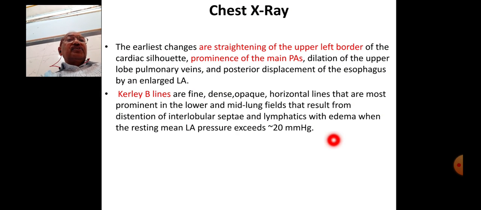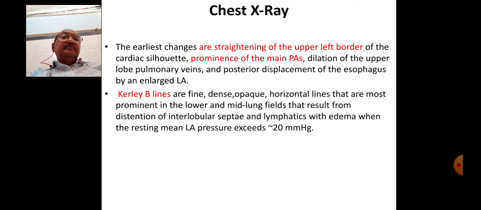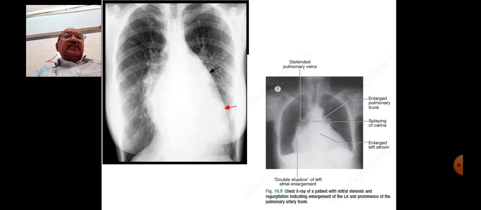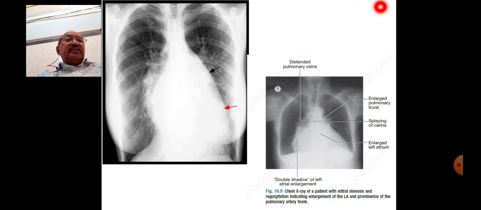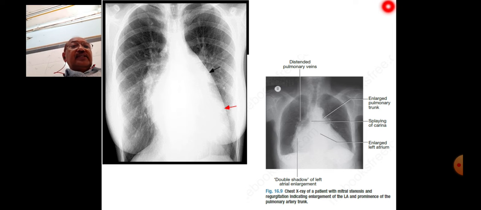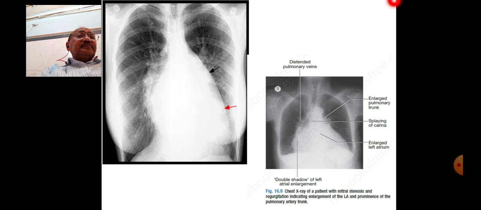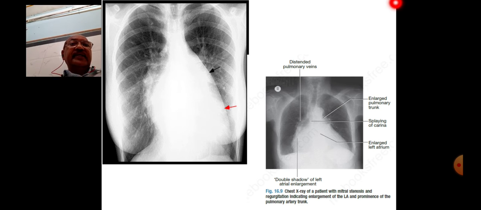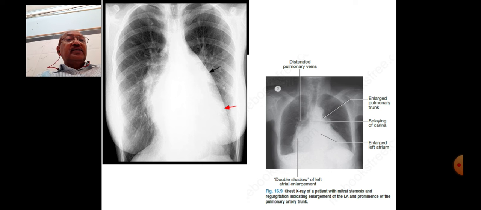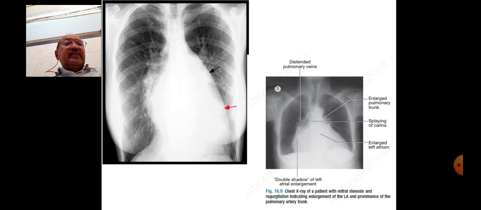Chest X-ray shows straightening of the upper left border, prominence of the main pulmonary artery, and of course pulmonary congestion in the form of curly Kerley B lines. Here you can see there is a straightening of the left border and the enlarged LA. The double density shadow of the LA is classically seen, and there is a prominent pulmonary trunk as well as congestion leading to pulmonary B lines, as well as a right-sided pleural effusion, as there is obliteration of the right costophrenic angle.